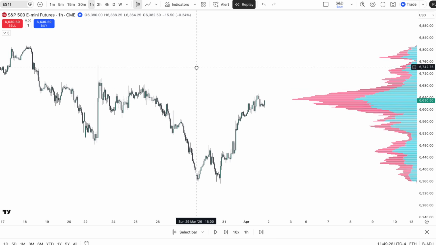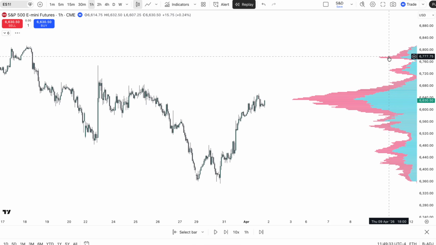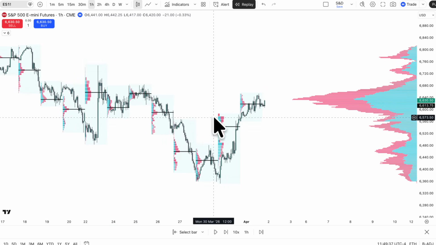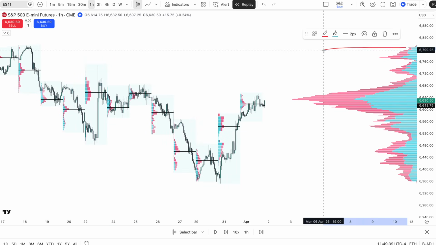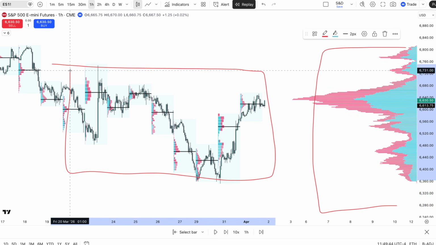And if we add something like the session volume profile, which is going to be a profile that's displayed inside the price, we see the profiles per session. Now these two profiles look different, but all you're really doing is taking this data from the visible range and separating it by the day here. So that gives you a more detailed look into how the volume formed each day.